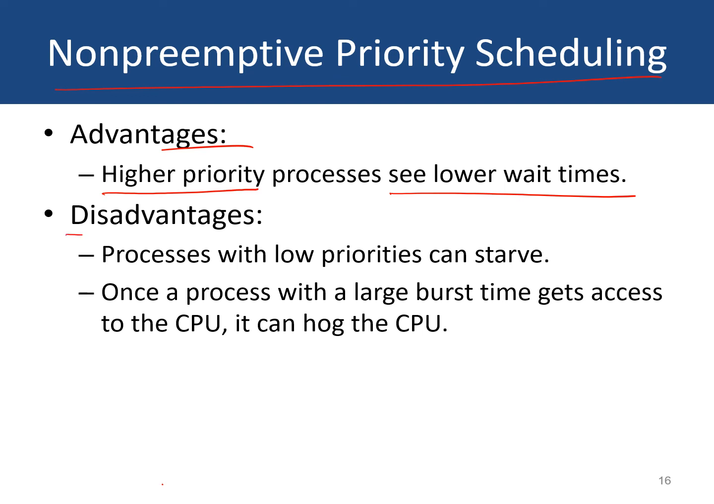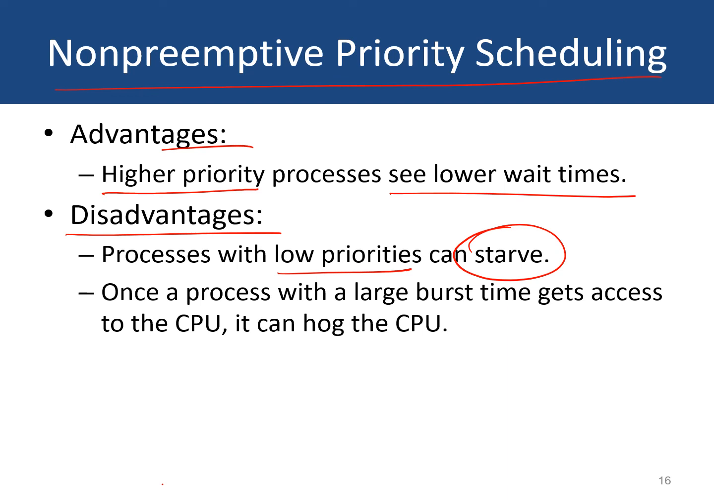However, on the downside, processes that have low priority in the system can actually starve. In a heavily loaded system where high priority processes keep coming in steadily, it is possible that certain lower priority processes almost never get to execute on the CPU, or they may have to wait indefinitely for their turn to execute on the CPU.